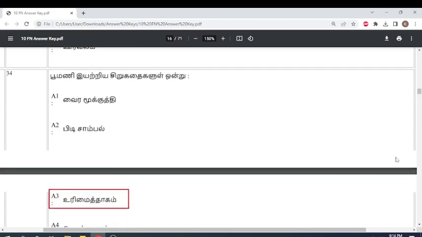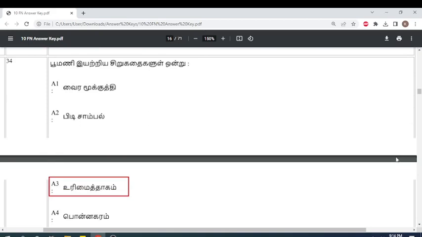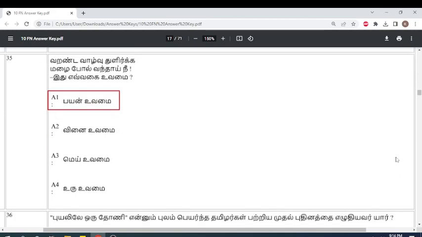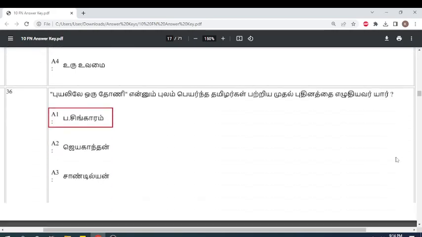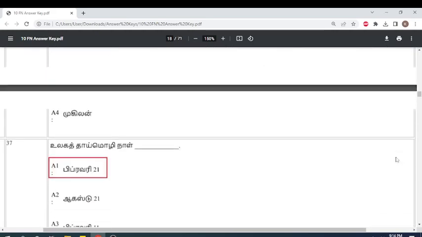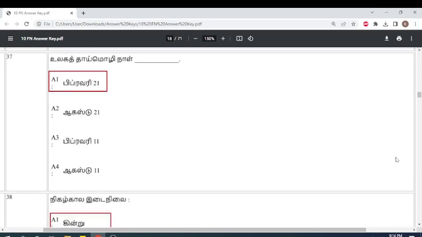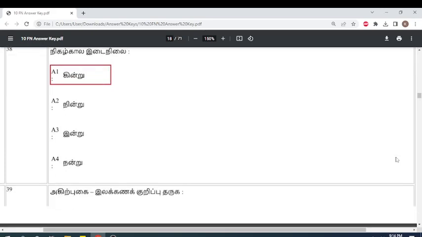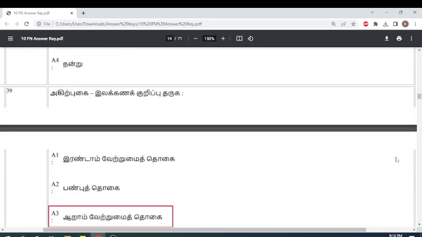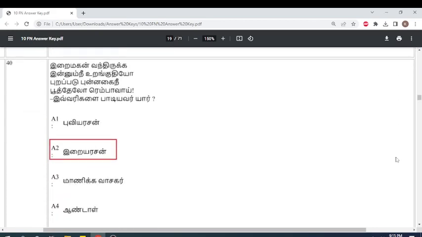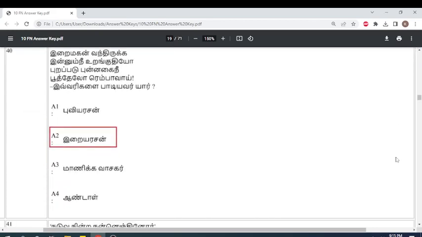34th question answer A3. 35th question answer A1. 36th question answer A1. 37th question answer A1. 38th question answer A1. 39th question answer A3. 40th question answer A2.